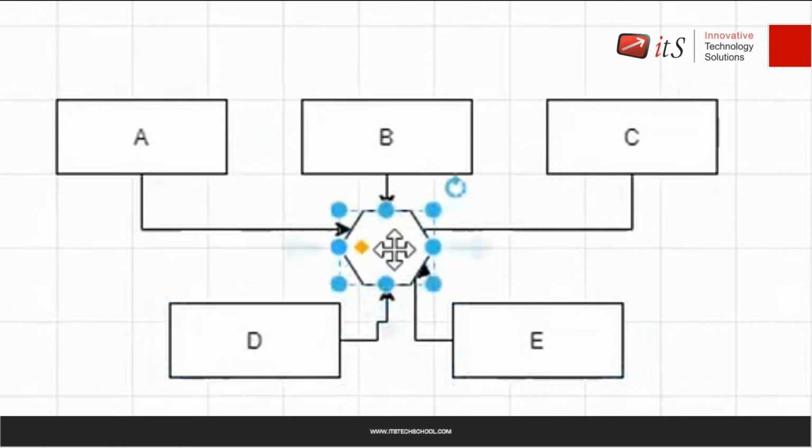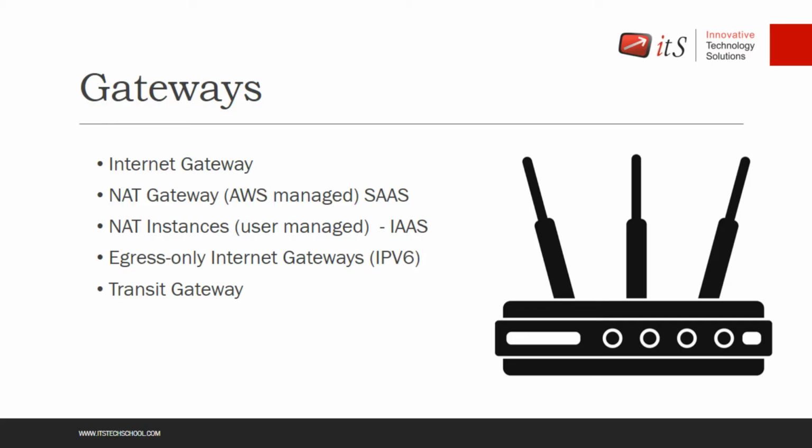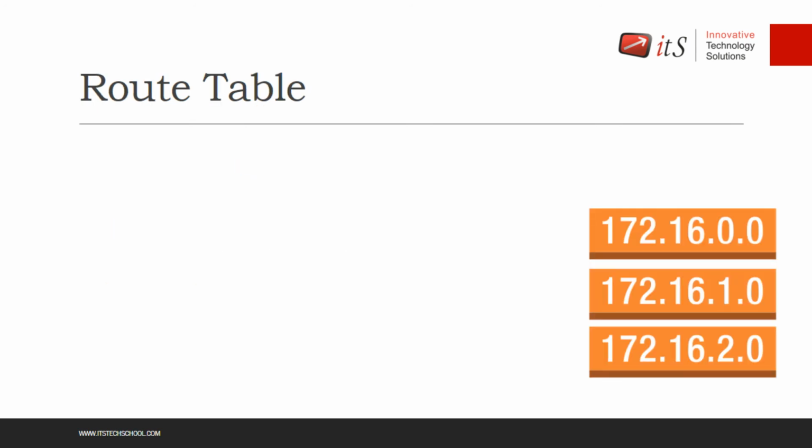So this is your transit gateway. A transit gateway can also be a gateway to go out of your network, right? So these are the basic gateways that we can use: internet gateways, NAT gateways, egress-only gateway, and transit gateway. If you have multiple gateways with you, how would you select which gateway to be used?